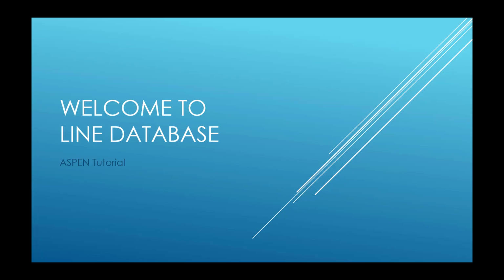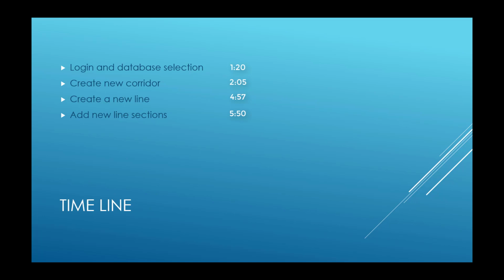This video will guide you through the key steps to model a new transmission line and perform line constants calculations in the ASPEN Line Database. The ASPEN Line Database is an electronic depository of data related to power lines and cables with a built-in line constants calculator. If you are new to the ASPEN Line Database, this video is a great resource to help you get started quickly. We will go over how to log into an example database, create a new corridor, create a new line, add new line sections, and produce line constants reports.